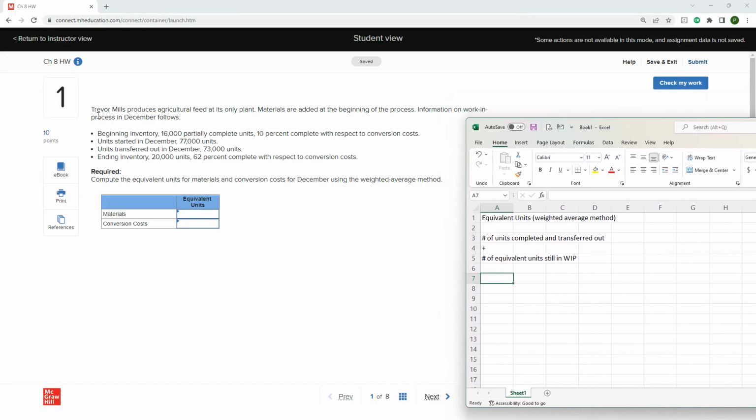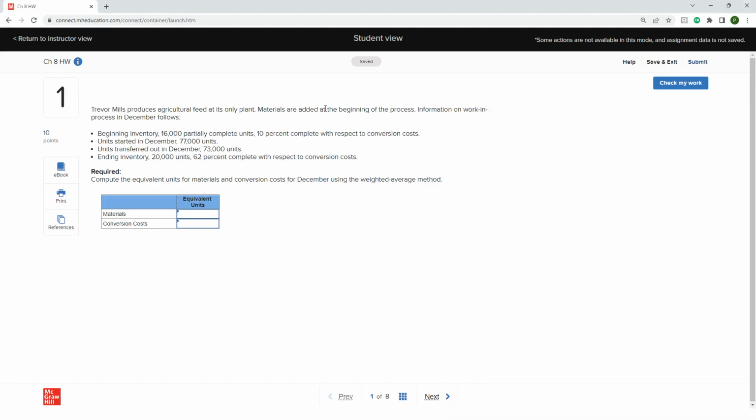Here it says Trevor Mills produces agricultural feed at its only plant. Materials are added at the beginning of the process. If you see this phrase in any of our questions, that materials are added at the beginning of the process, that means that the moment we put a unit into process, all materials are 100% complete.